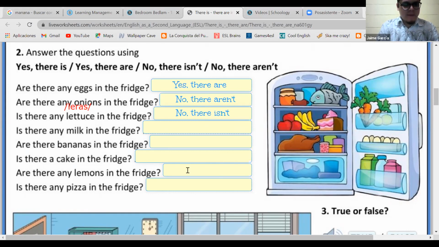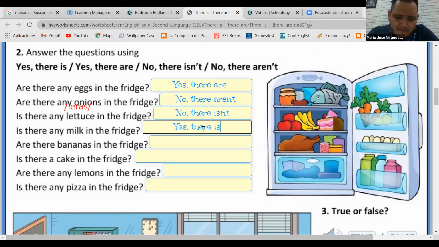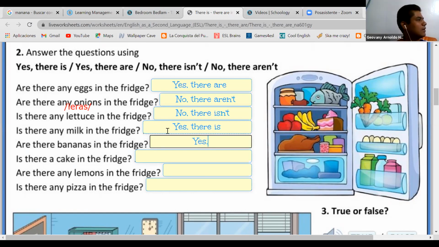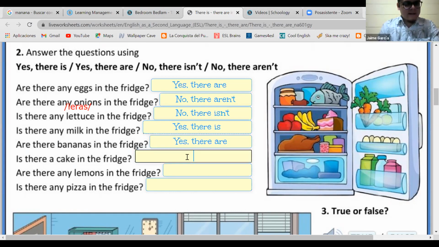Okay, is there any milk in the fridge? Yes, there is. Okay. Are there bananas in the fridge? Yes, there are. Okay. Is there a cake in the fridge? Yes, there is.